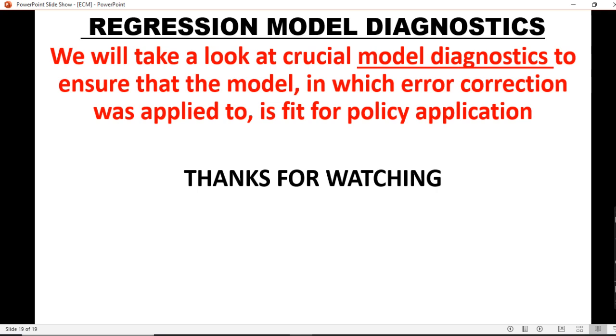So that's all for our ECM, but there's something we did not look at to make sure our model, a parsimonious ECM, is very okay. And we're going to look at that in subsequent videos. We'll take a look at crucial model diagnostics to ensure that the model to which the error correction was applied is fit for policy application.